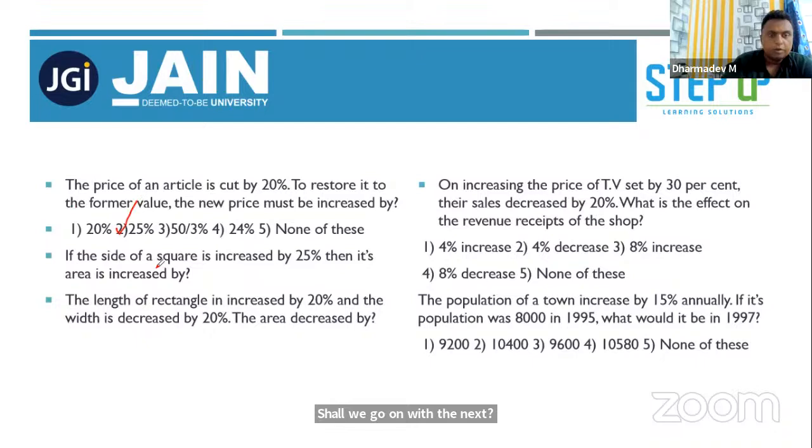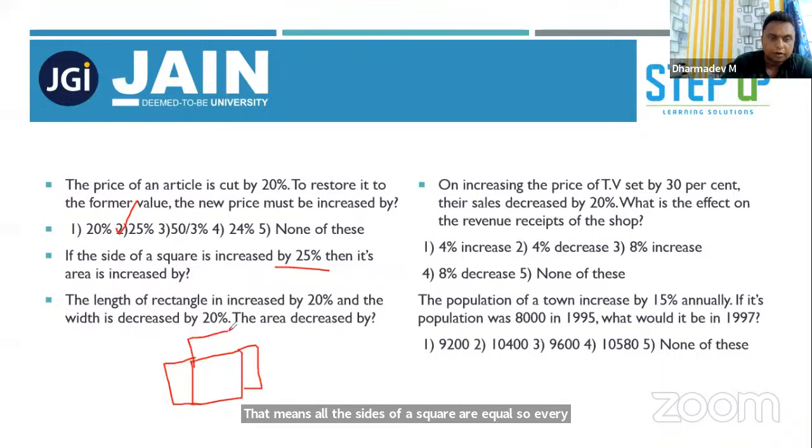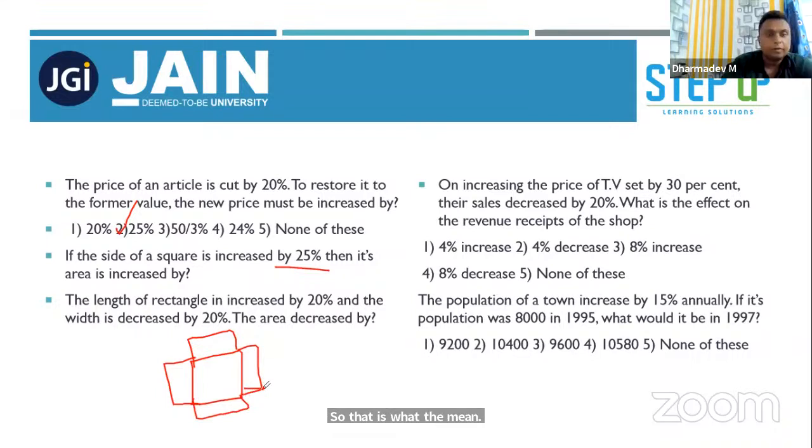Okay. A side of a square is increased by 25%. That means all the sides of a square are equal. So every side is increased by 25. That means length is 25 and width is 25. So that is what they mean. Okay. Side of a square increased by 25%. Then the area is increased by how much?